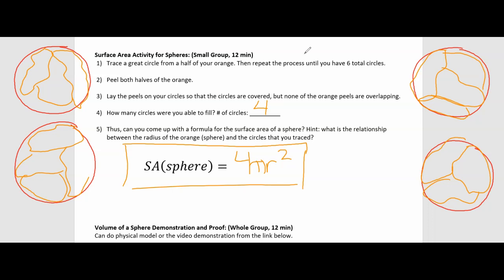I like doing this example because hopefully it sticks with you. If you actually went through the process of peeling an orange, that represents surface area. How many circles did you fill? 4. The area of one circle is pi r squared. You filled 4, etc. That's where that formula comes from.